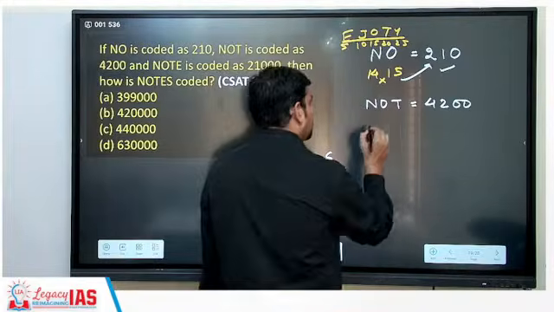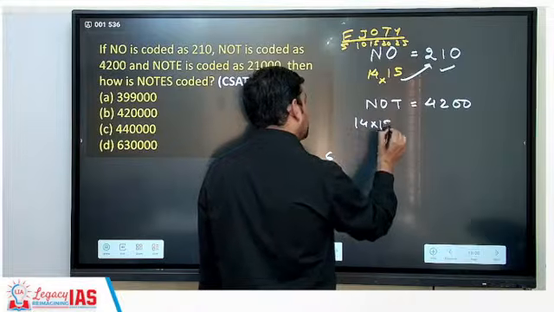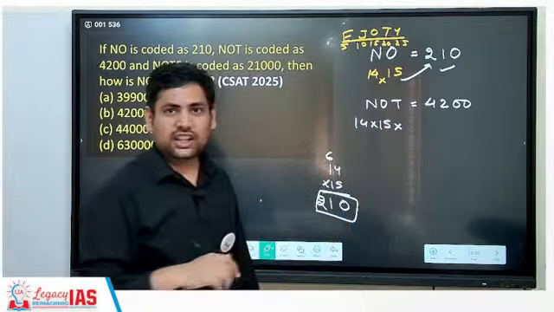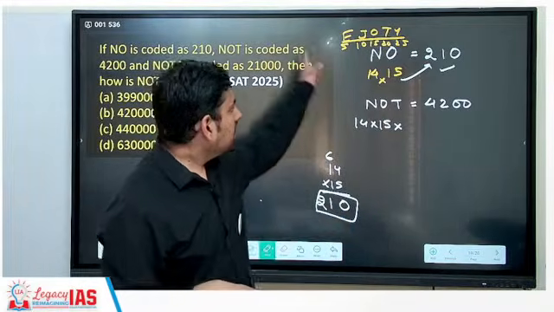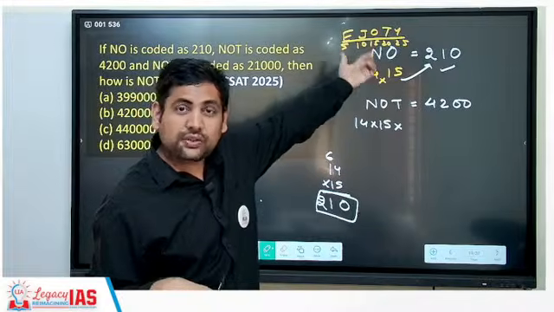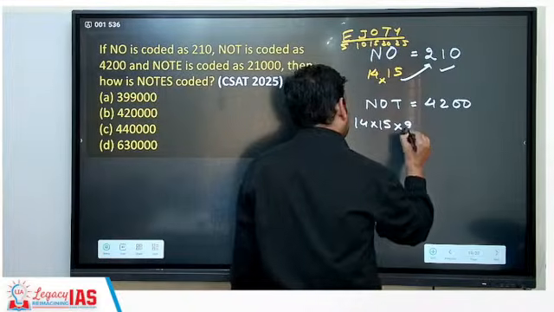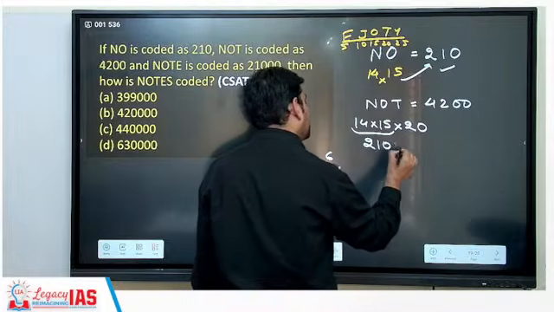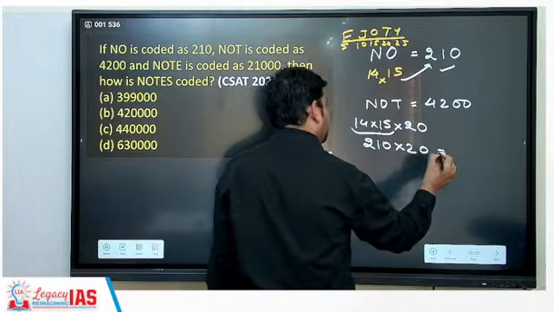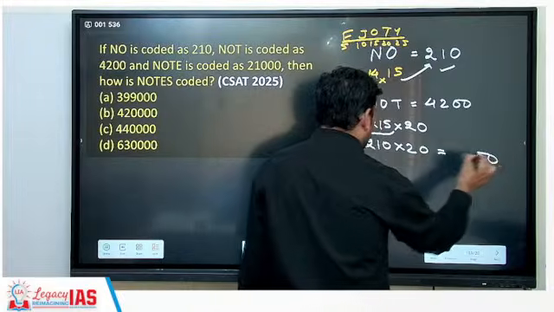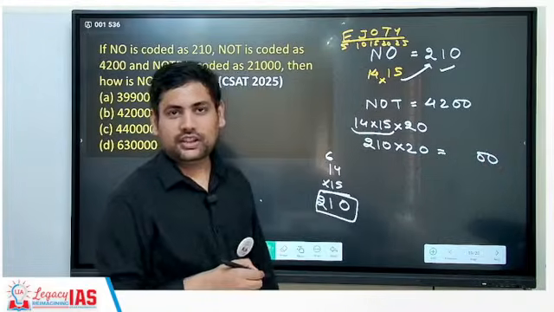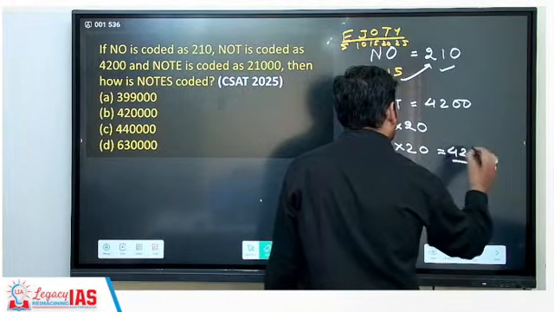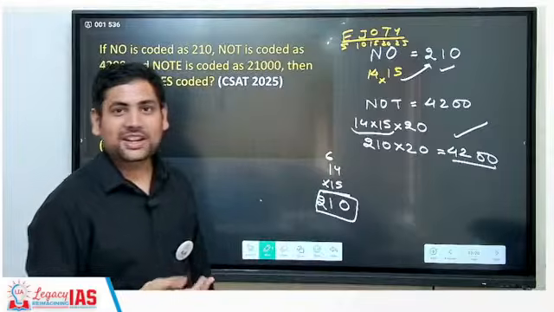Now, Not, so this was again 14 into 15. This was already taken care of in 210. What is T? T is the 20th letter. So into 20. This is what we have already calculated: 210 into 20. 2 zeros, 21 into 2. 21 into 2 is 42. So this becomes 4200. Yes, the hypothesis is working very well.